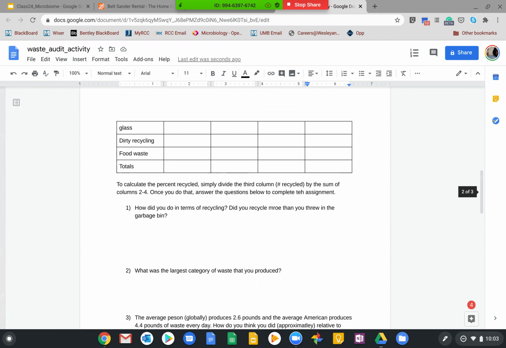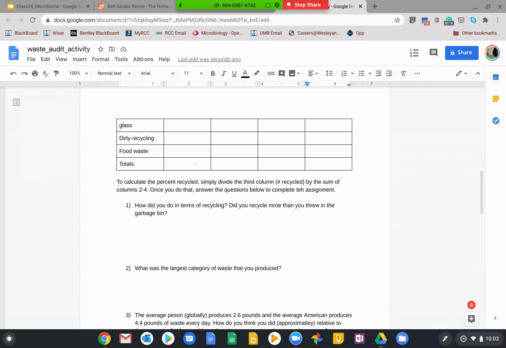Now, as you go down to the end, you get to the total. This column will essentially be the sum of everything above it. That's what we're looking for, the totals. And so when you calculate your percent recycled, if you had 50 here and 0 here, that would get you back to that 50%. So that's really what it's looking for.